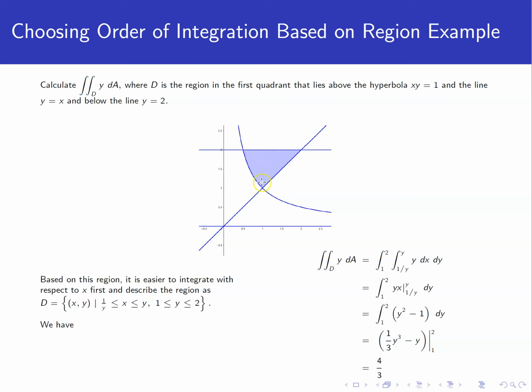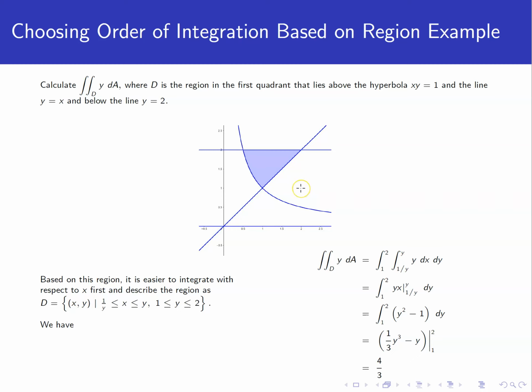However, when I hit this point of intersection, my lower bounding curve changes from the hyperbola to the line y equals x. If I get a change in my bounding curve, that means I'm going to have to split my integral into two pieces. It means I'm going to have to do double the work because I've got to do the double integral twice.